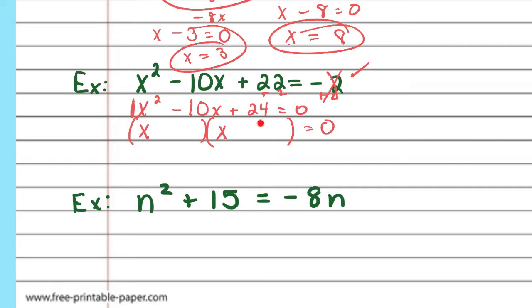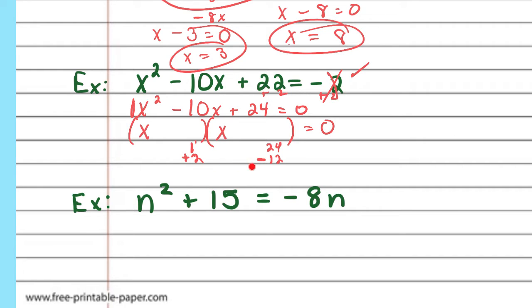I got 24 here, so they got to multiply to 24. It could be 1 and 24. We've seen a bunch of these before. 1 and 24, 2 and 12. I'm liking the 2 and 12 because they have a difference of 10. Now, see here, to get negative 10, it had to be negative 12 and positive 2.